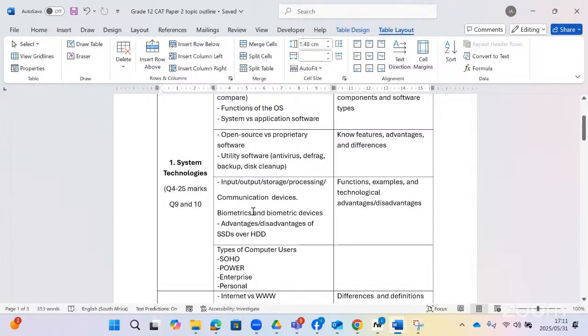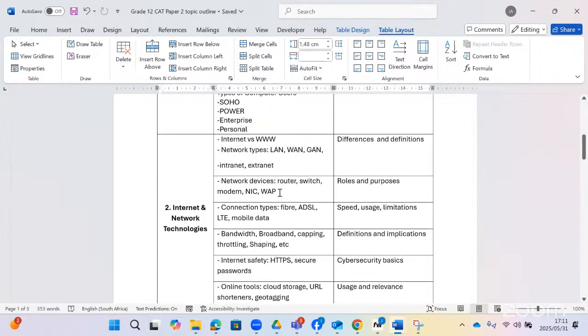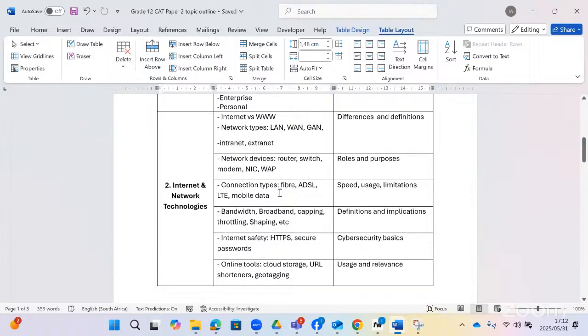Biometric devices, advantages and disadvantages, SSD over HDD, types of users, and then question 5, like World Wide Web comparing with internet, which is the global internet, the global or largest network, intranet and extranet. Intranet is an internal organization's network, extranet is also an organization's network that can be accessed by external people, by the public.